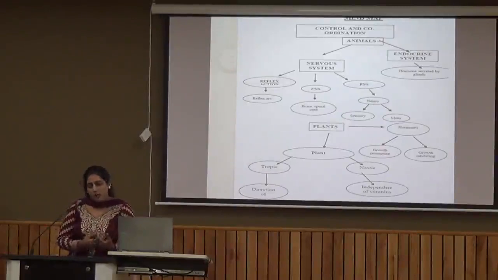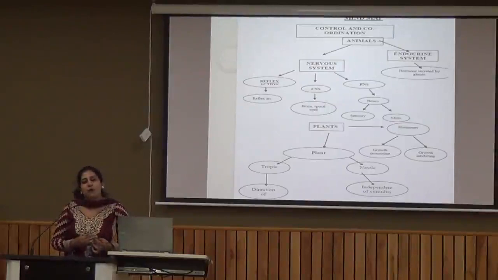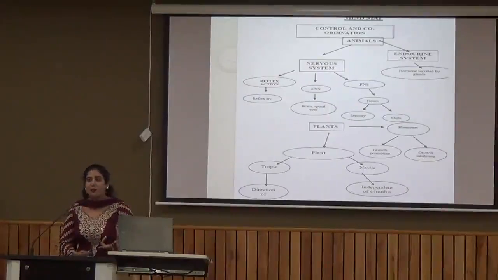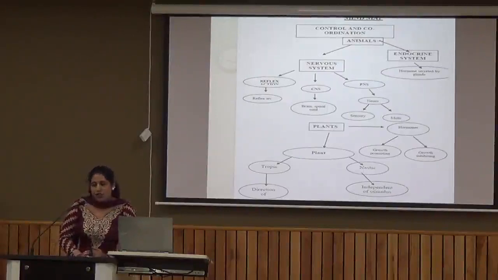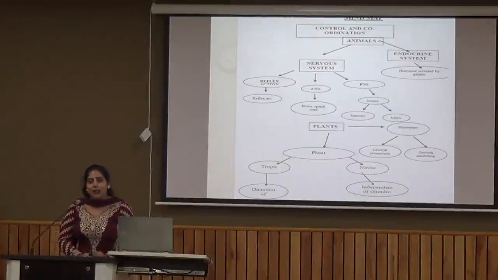And when we studied plants, there are two types of movements. One is tropic movement and another one is nastic movement. Tropic movement is growth dependent and directional, whereas nastic movement is not growth dependent and is non-directional. When it comes to hormones, two types of hormones are there in plants. One is growth promoting, the second is growth inhibitor. So I hope you all understand this small overview of control and coordination.